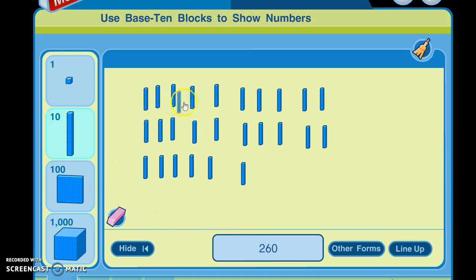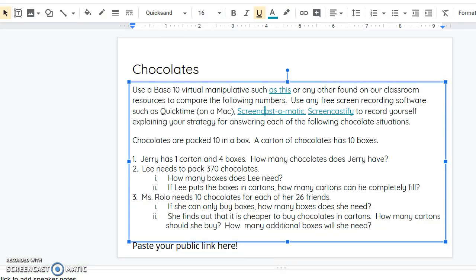So let's count them together. 1, 2, 3, 4, 5, 6, 7, 8, 9, 10. Got 10. 1, 2, oh, that's actually 11, 12, 13, 14, 15, 16, 17, 18, 19, 20, 21, 22, 23, 24, 25, and 26. So she needs one box for every friend because each friend gets a whole box. Alrighty, so she needs 26 boxes. So we took care of that part.